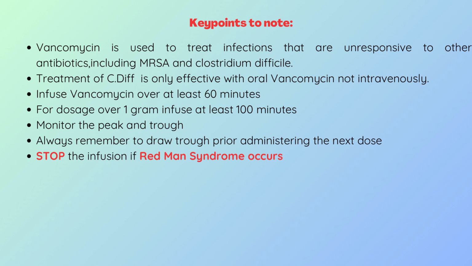There are key points I want you to note. Vancomycin is used to treat infections that are unresponsive to other antibiotics, including MRSA and Clostridium difficile. Treatment of C. diff is only effective with oral vancomycin, not intravenously. Infuse vancomycin over at least 60 minutes. For dosage over 1 gram, infuse at least 100 minutes. Monitor the peak and trough. Always remember to draw trough prior administering the next dose. Stop the infusion if red man syndrome occurs.